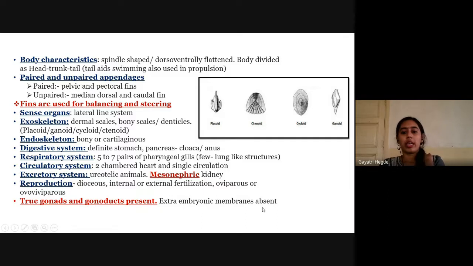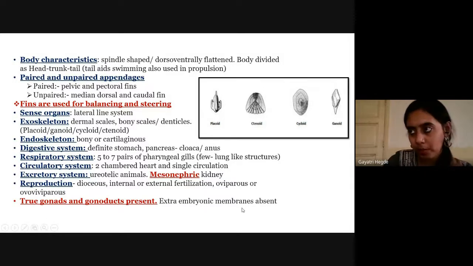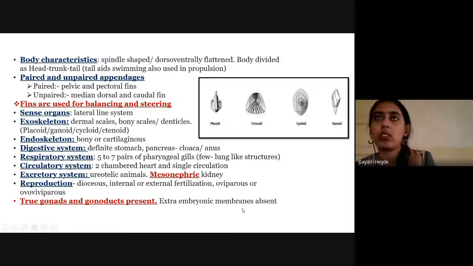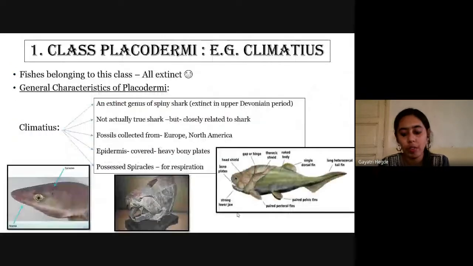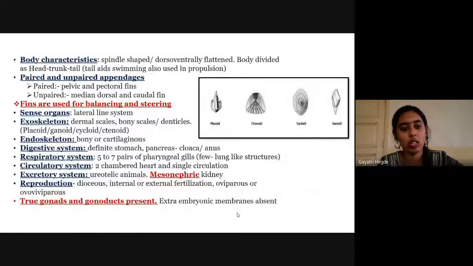Okay. Extra embryonic membranes are absent in Pisces. Please remember, extra embryonic membrane absent रहता है. Extra embryonic membrane क्या क्या था? Amnion था. This was studied in SY. Okay. Any doubts? We will move further.